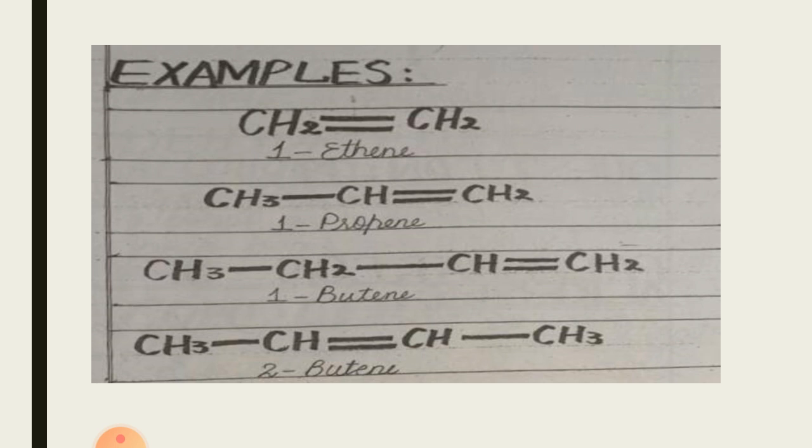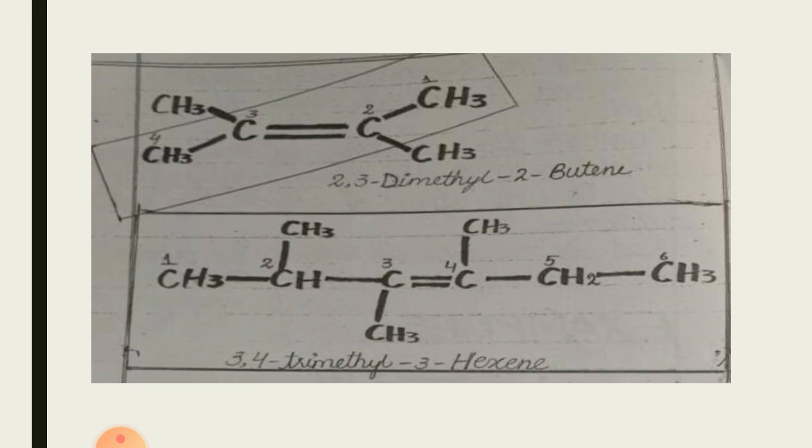The third one has 4 carbon atoms, and the double bond is situated at carbon number 1, so it is called 1-butene. In the last structure, the bond is located at 2, so it is called 2-butene. Look at the next structure. It has 4 carbon atoms, and the rest of the groups act as substituents. So we write the position of the substituents, that is 2,3-dimethyl-2-butene. The same is the case with the other structure, so we have to give the numbers accordingly.